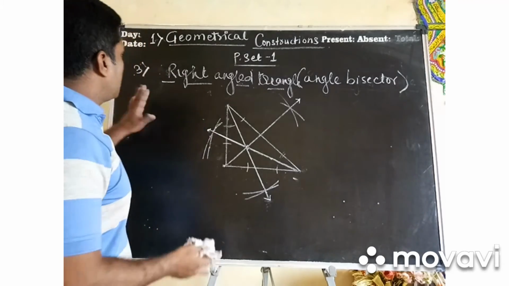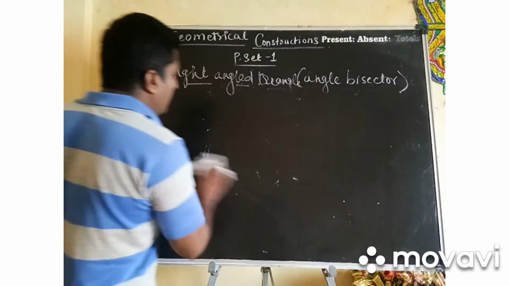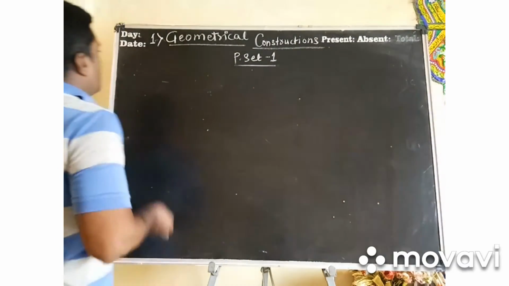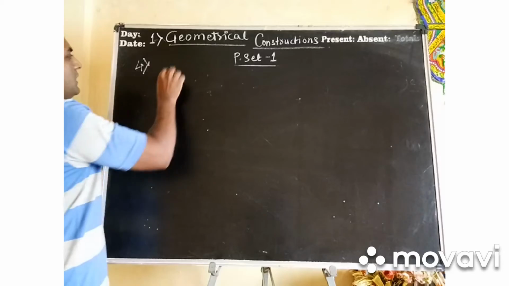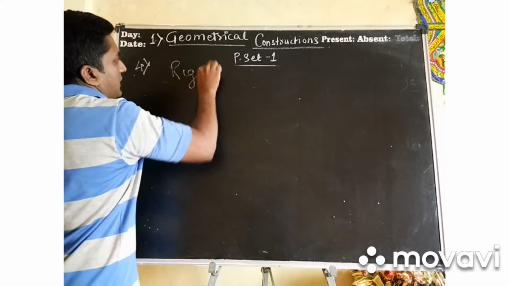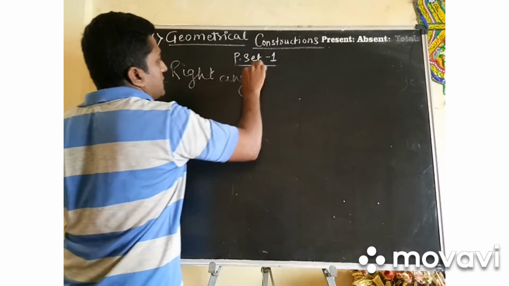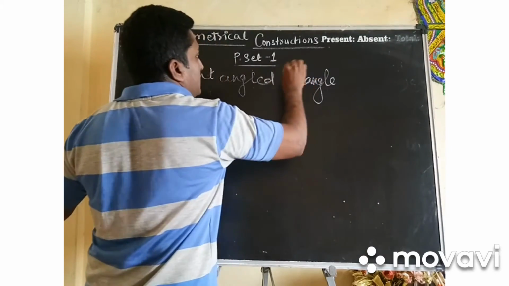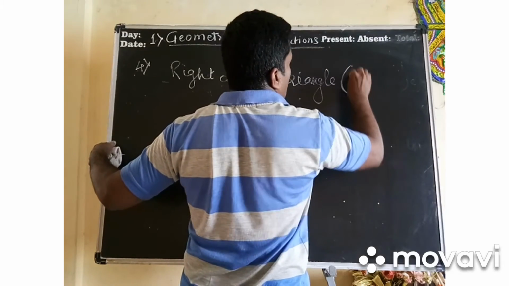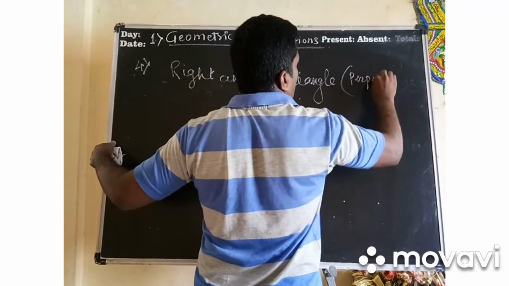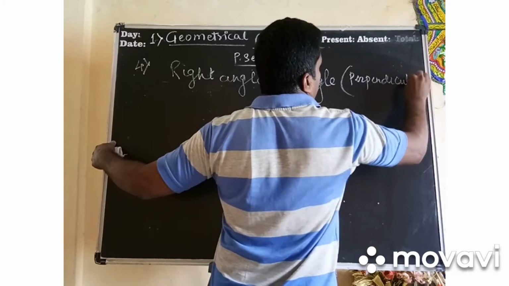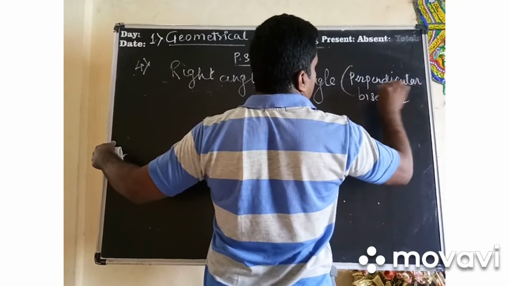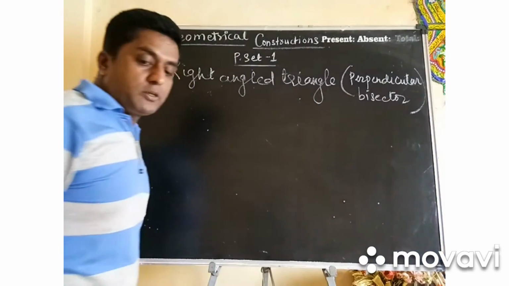And today let us start with the last question of practice set 1, and that is the fourth one. And what is the fourth one? I am writing it here. Again you have a right angled triangle. And in this right angle triangle you have to draw, I am writing here, perpendicular bisector.